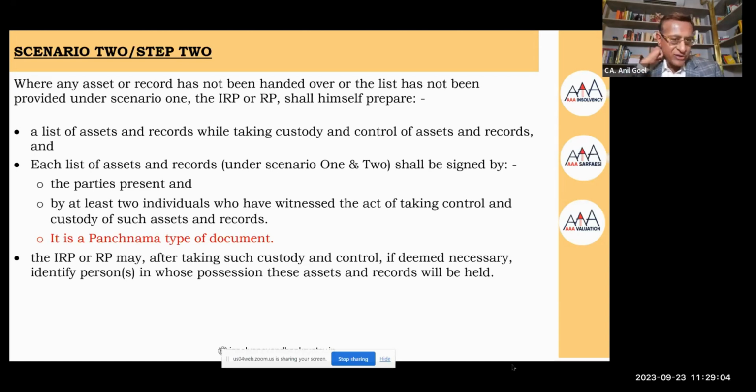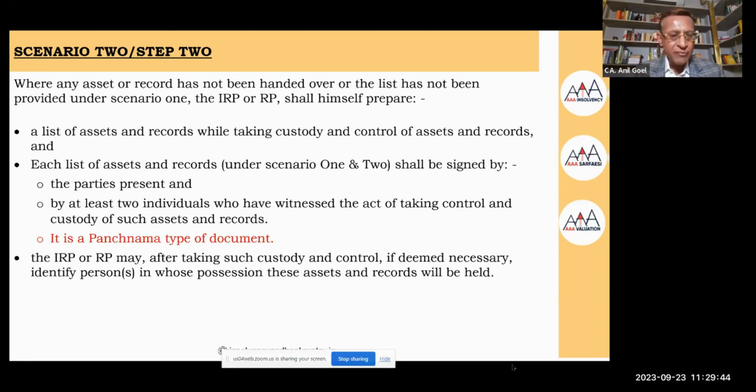Each list of assets and records under scenario 1 and 2, both, even if there is cooperation, even if there is no cooperation, shall be signed by the parties present. The person who is handing over, the person who is taking over, the team member of the RP, the team member of the corporate debtor. They have to sign that particular document. Then, by at least two individuals who have witnessed the act of taking over the control and custody, and those individuals have to be independent. Just like a panchnama that we make in SARFAESI, just like a panchnama that is made in income tax searches.